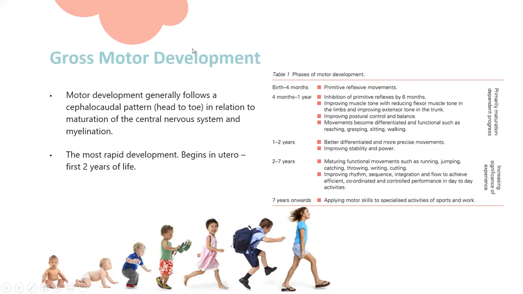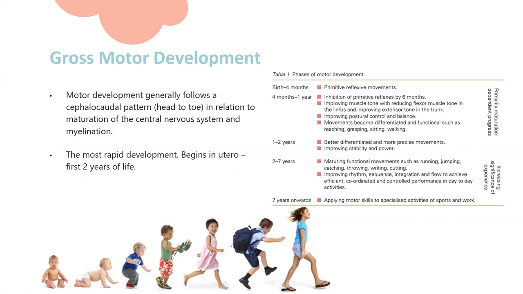Okay, so gross motor development generally follows a cephalocaudal pattern, which is in relation to the maturation of the CNS and myelination. This is the most rapid development that can be seen, obviously. It begins in utero until the first 2 years of life. As you can see in the table, these are the phases of motor development.